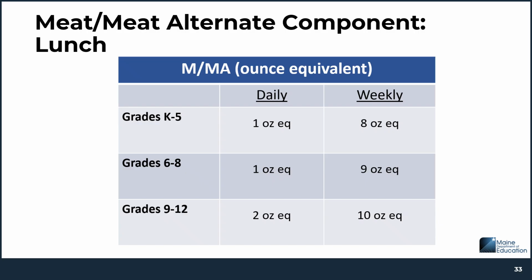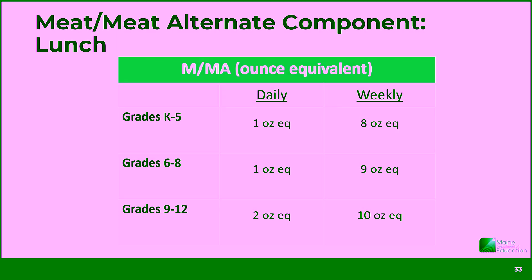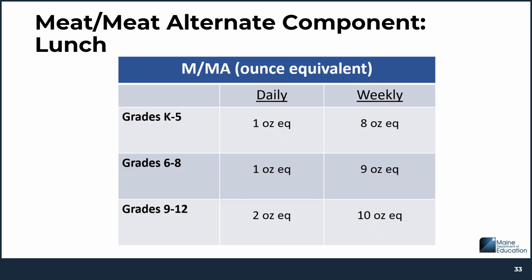And again, similar to that grain component, the weekly minimums will not be met for grades K through 8 if you're only offering the daily minimum of 1 ounce equivalent. The weekly minimums for grades K through 5 are 8 ounce equivalents of grain needs to be offered over the week, and for grades 6 through 8, 9 ounce equivalent of grain needs to be offered each week, and through grades 9 through 12, at least 10 ounce equivalents of grain must be offered each week.